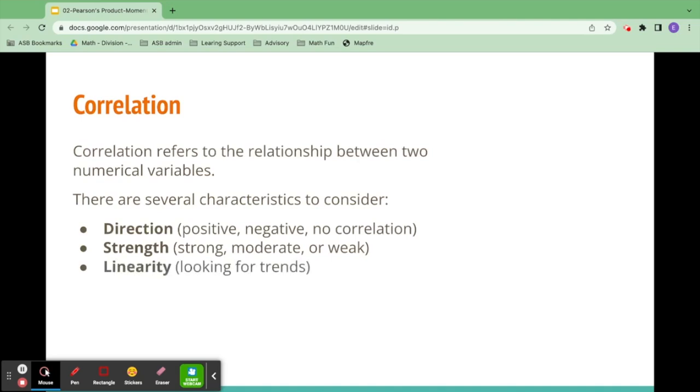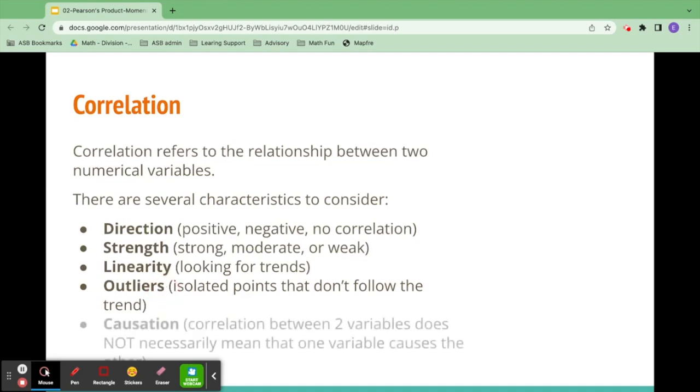We're going to talk about linearity. So these are looking at the types of trends. In this video, we're going to focus only on a straight line trend, so a linear trend, but there are different types of correlation. And of course, outliers are important to notice. They're isolated points that don't follow the trend. So these outliers make our correlation very sensitive to them.